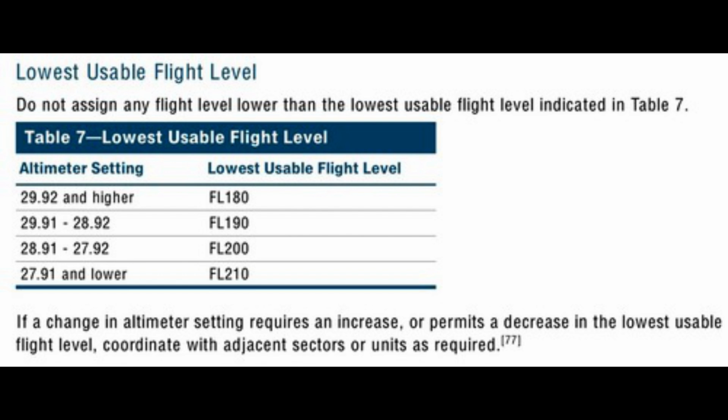The lowest usable flight level is determined by the atmospheric pressure in the area of operation. As local altimeter settings fall below 29.92 Hg, pilots operating in Class A airspace must cruise at progressively higher indicated altitudes to ensure separation from aircraft operating in the low altitude structure as follows.